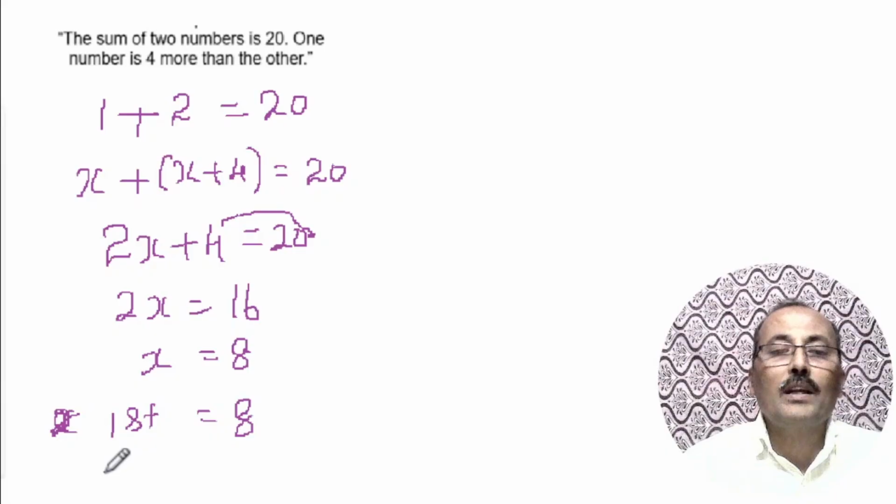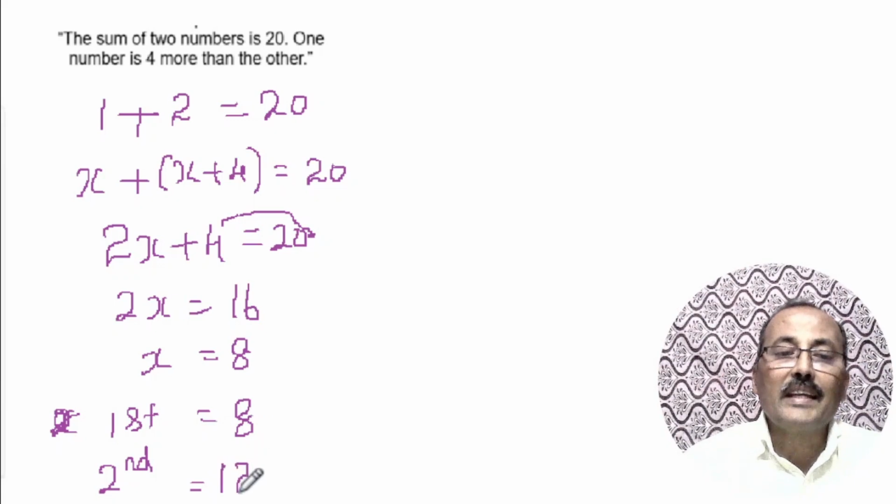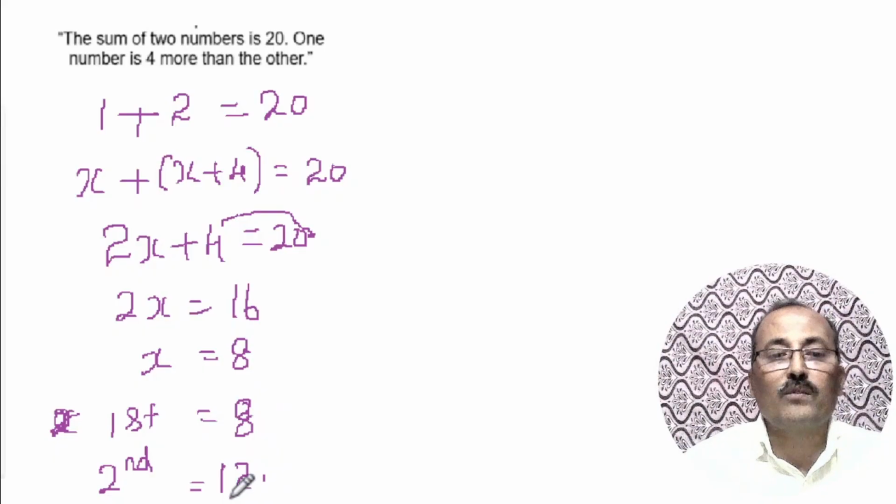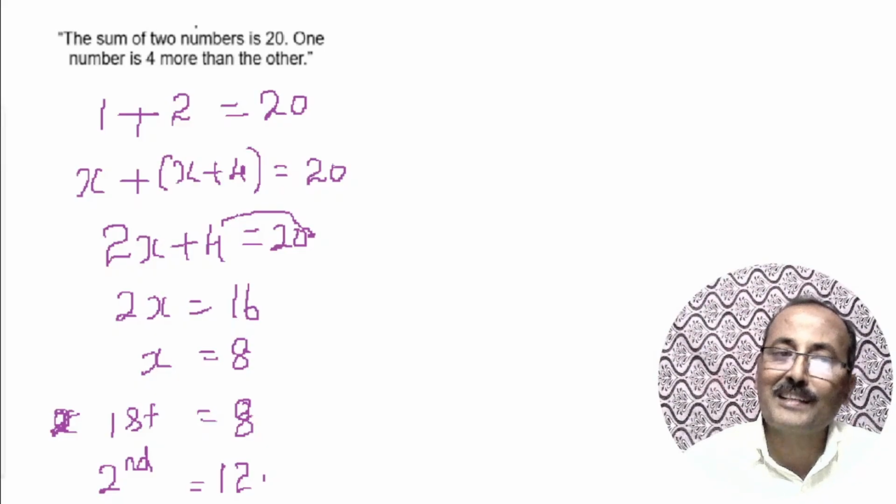What about the second one? The second one is 4 more than the first one. 4 more means it is 12. Here it is x plus 4, so you can consider x plus 4. That means here it is 8 and x plus 4 is 12. And you check now, the sum is 20. This is a beautiful question. Are you able to understand now?